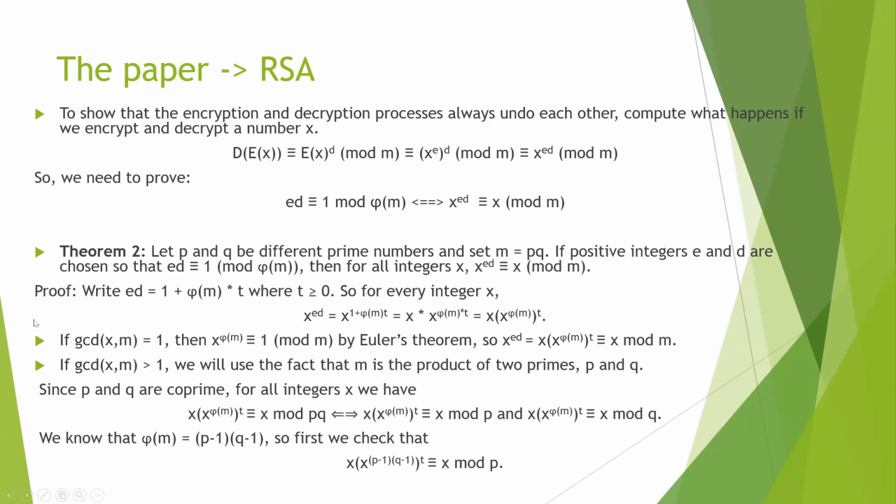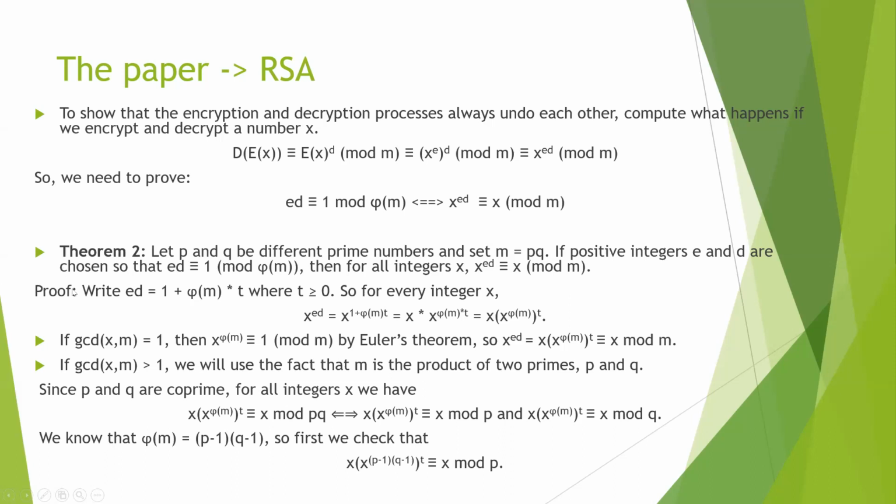Okay. So now here is the proof that this actually works. Write ed as a multiple of phi m, since ed is congruent to 1 mod phi m. So it can be written as phi m times something, plus 1. And as you can see, you can write x to the ed as x times x to the phi m, to the t. And now we split it into two cases.